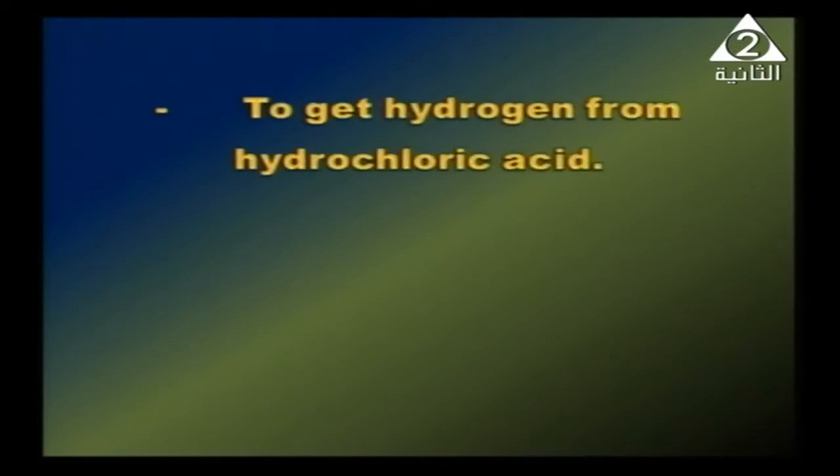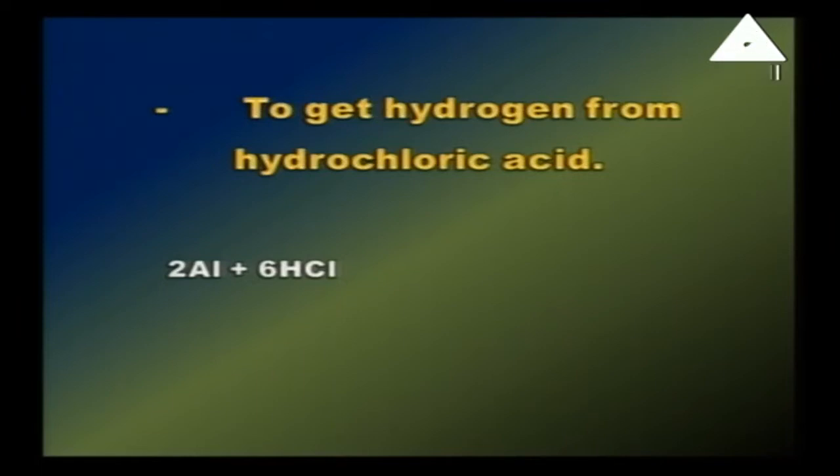How to get hydrogen from hydrochloric acid? When adding any metal to hydrochloric acid, it will produce and release hydrogen gas. But know that this metal must be more active than hydrogen to remove or substitute it.